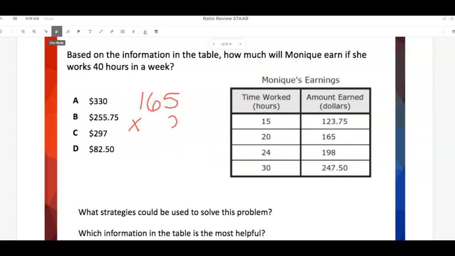Okay, Andrea, how many hours are we looking for? 40. This gives us 20, so we can use that 165 and double it. So 165 plus 165, or 165 times 2, gives us 330.